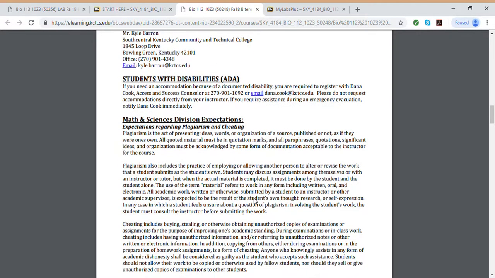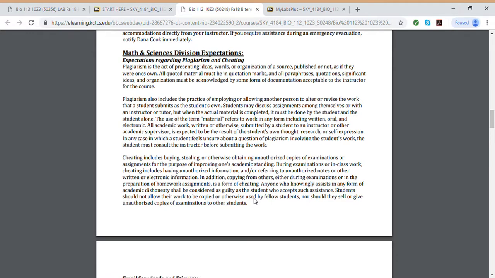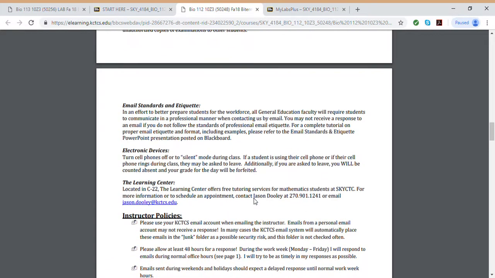Math and Science Division expectations. We've covered plagiarism and cheating. If you do it, you'll get a 0, so don't do it. There could be more serious consequences, repercussions associated with that, so just avoid it completely. Moving on to email standards and etiquette.